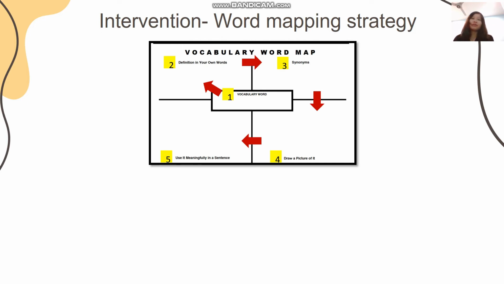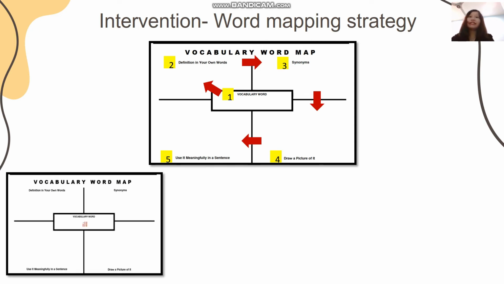It is followed by drawing a picture of the unfamiliar word so that pupils will have a picture of it and a rough idea of how it looks like. And the last one is to use the unfamiliar word meaningfully in a sentence where it makes sense, that makes teachers or their friends understand how it is used in the particular sentence, and it brings the meaning of it.